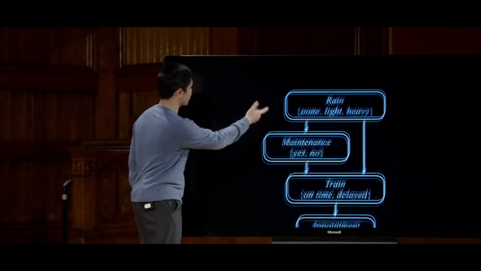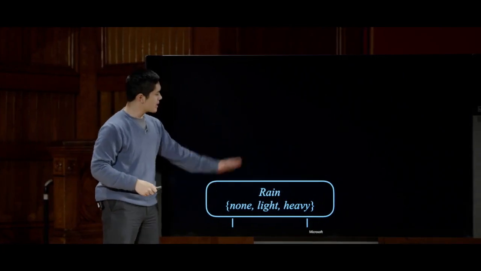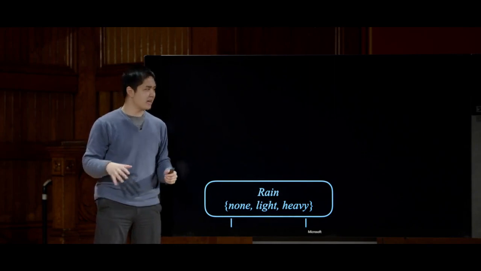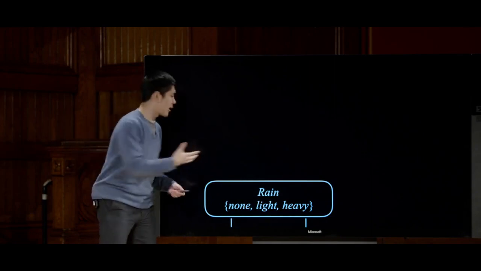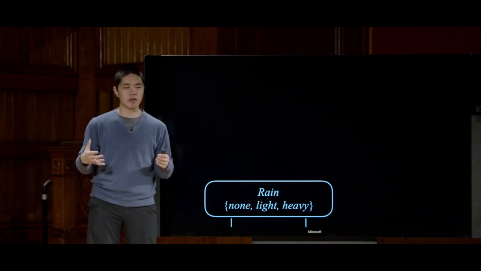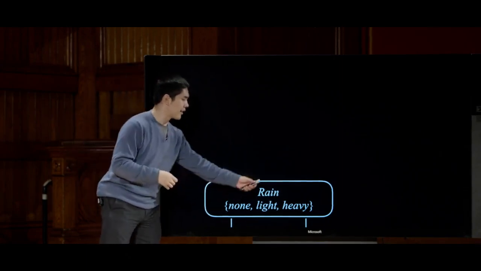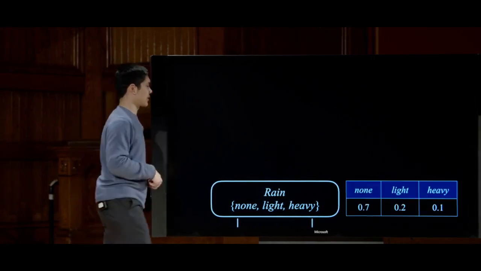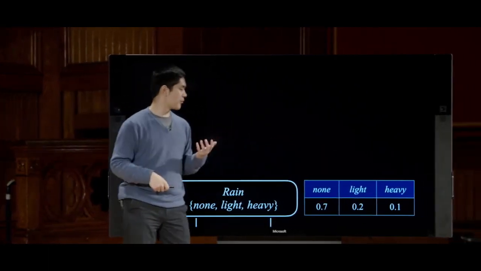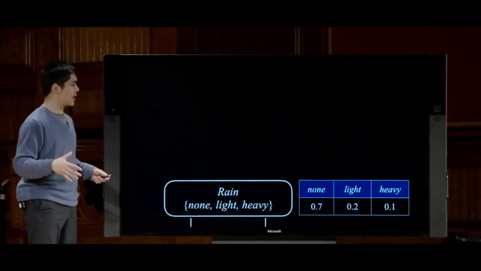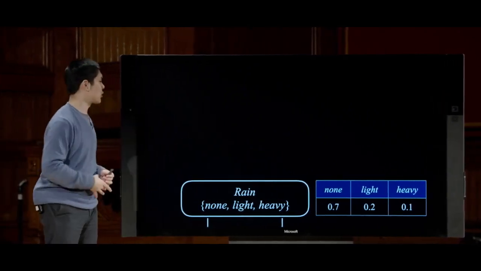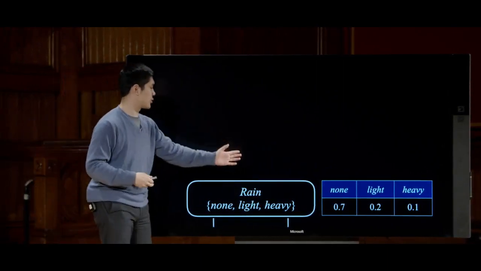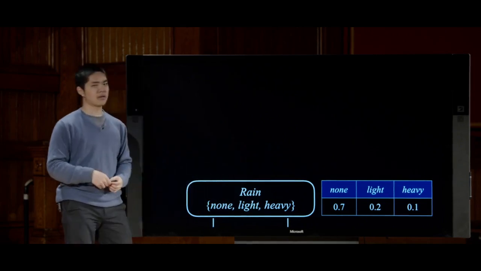And we'll go ahead and begin with this root node, this rain node here, which is at the top and has no arrows pointing into it, which means its probability distribution is not going to be a conditional distribution. It's not based on anything. I just have some probability distribution over the possible values for the rain random variable. And that distribution might look a little something like this. None, light, and heavy each have a possible value. Here I'm saying the likelihood of no rain is 0.7, of light rain is 0.2, of heavy rain is 0.1, for example. So here is a probability distribution for this root node in this Bayesian network.